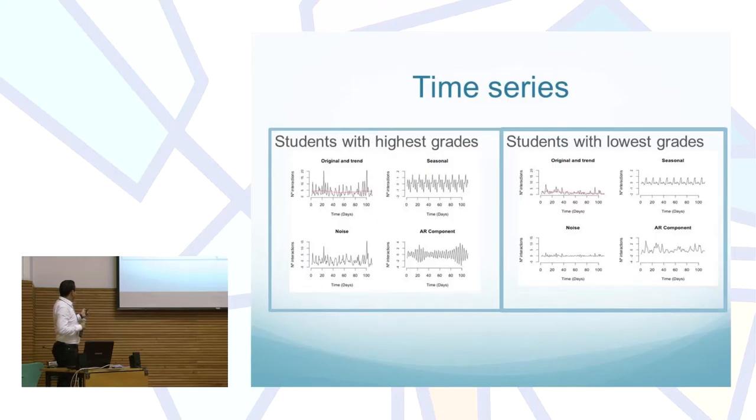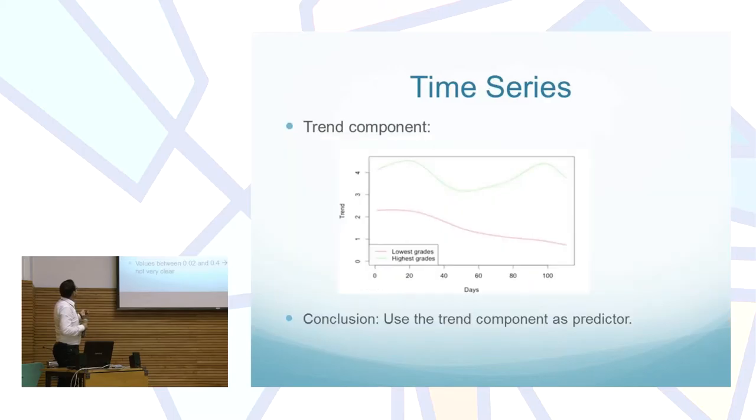Here, as you can see, the trend for the students with the highest grades is higher than the trend of students with the lowest grades. And here we have plotted both trends. And as a conclusion, we can say that the trend can be used as a predictor of the risk of failing a given course.